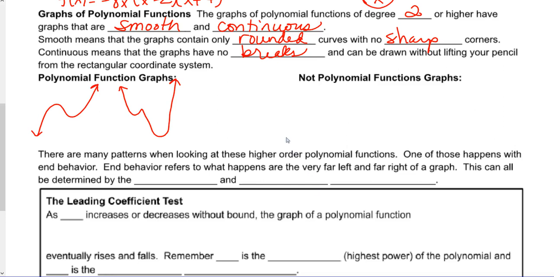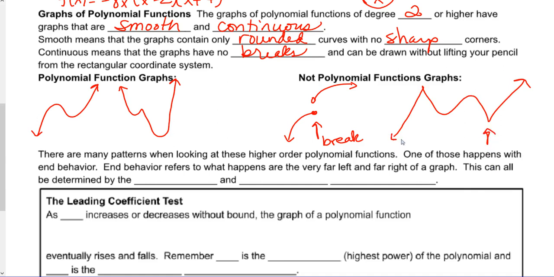That would be a polynomial function as well. Now, what would not be a polynomial function is if I end up having something that looks like this, and then I jump here and I go in that direction, let's say. Because I have that break, that would not be continuous, okay? That is not a polynomial function. And something like this, where I have kind of a point, and maybe I kind of do something like that. Because of these points, that guy right there, and this guy right here, those are our sharp points. That would eliminate that from being a polynomial graph.